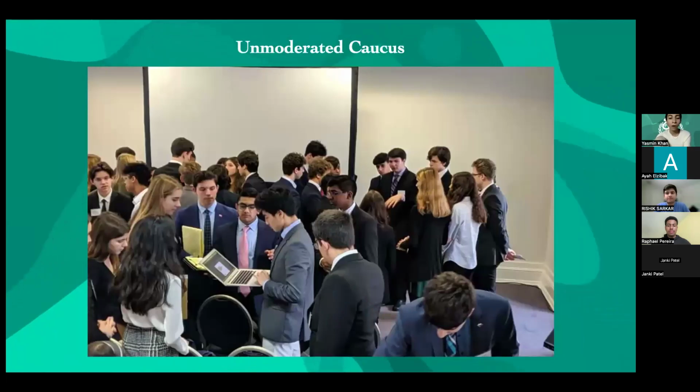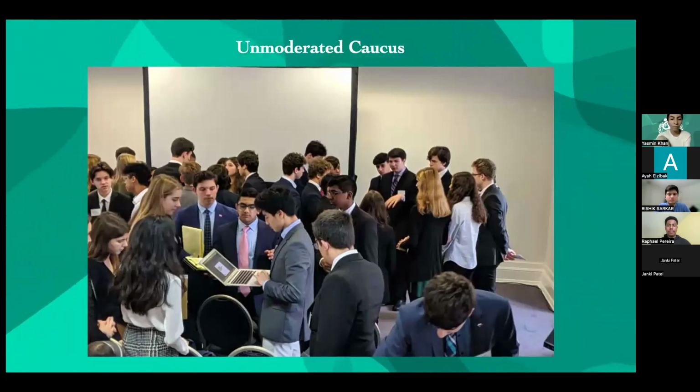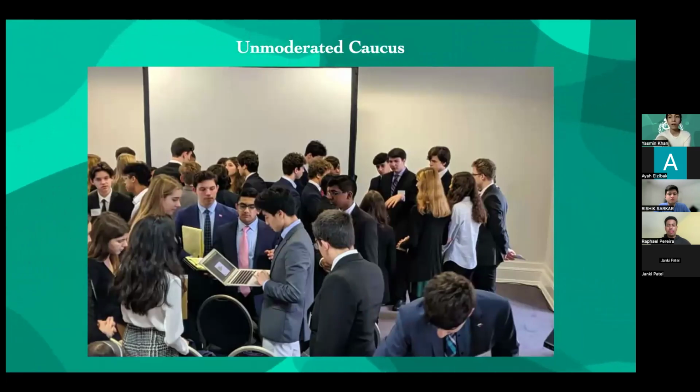Think of an unmod as when the teacher asks the class to divide the students into groups and discuss something freely. It's a little bit informal, more like free conversation, with whoever you want. You see that in the photo. People are just standing up and talking to whoever. There's no formality here. They're just everywhere.